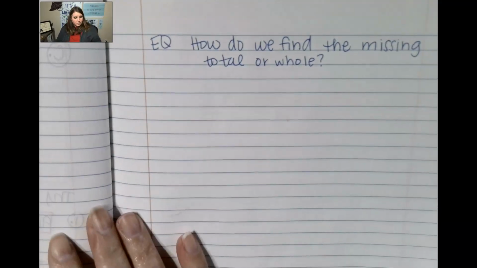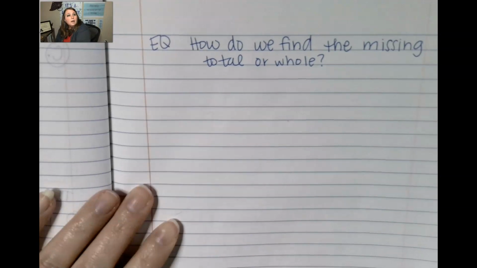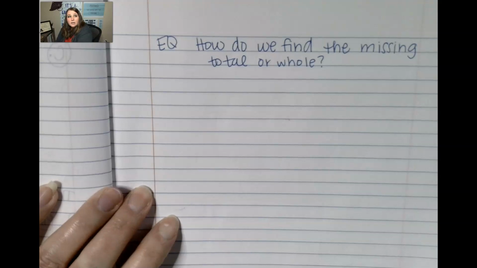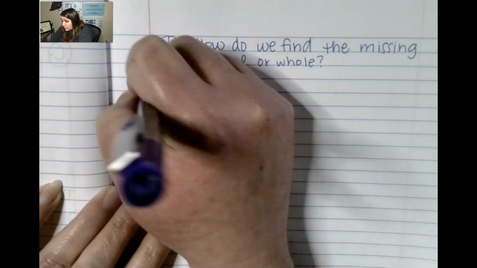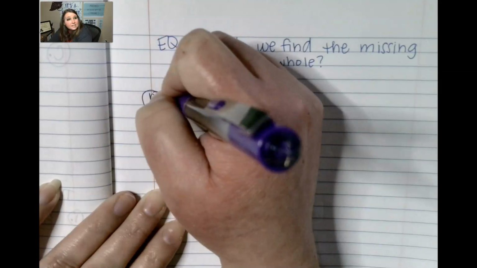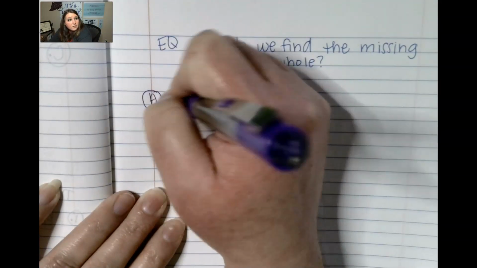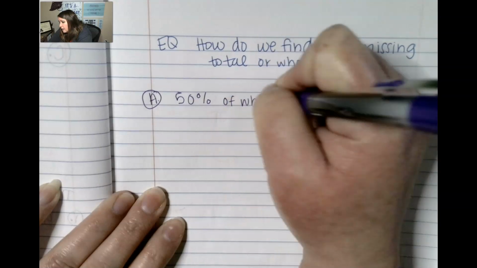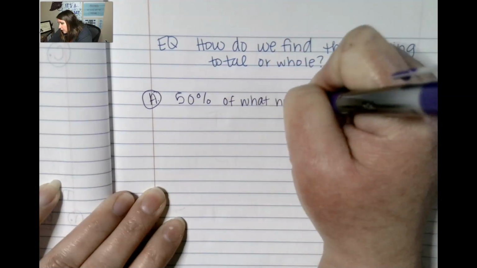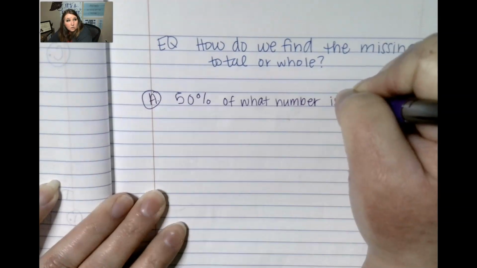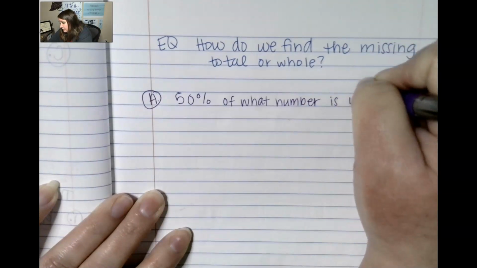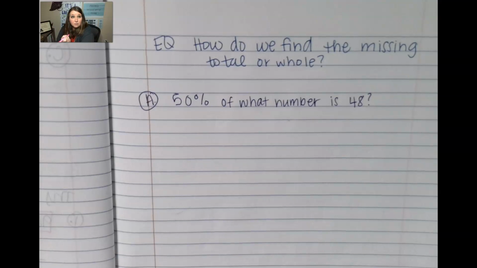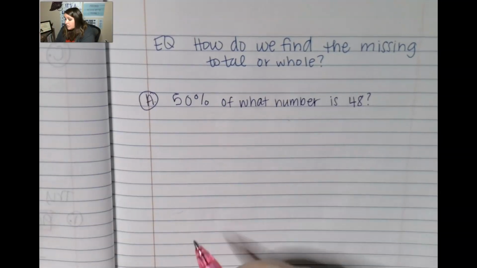And our first question asks us, what is 50% of what is 48? So our first question is going to ask us the question, 50% of what number is 48? So again, we're going to use the same steps that we used yesterday. We're going to box up this problem so that we can solve it, okay? So let's go ahead and box it up.